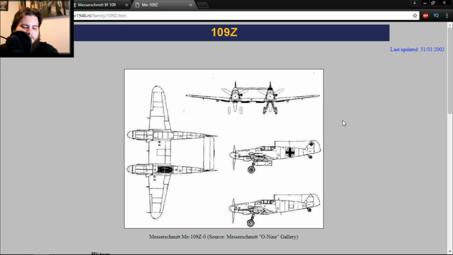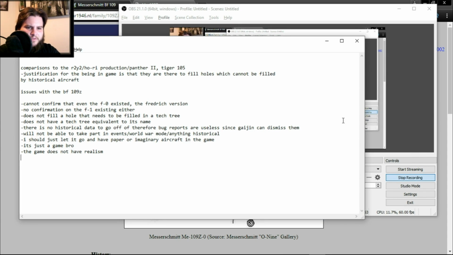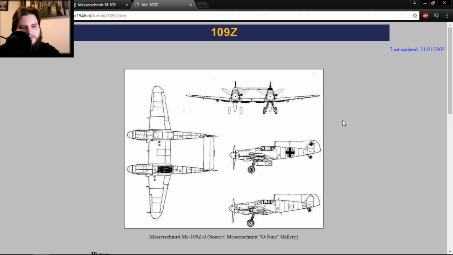So we're going to go through a few things when it comes to my thoughts on it. I've already talked about the fact that the comparisons don't really make sense, but at least, you know, you can have a think about it. I cannot even confirm that the Friedrich existed. I just have pictures. When it comes to schematics, I have a few schematics, and that's it. And then we have the F1 version with the Gs. I just can't find anything on it. It doesn't fill a hole in the tree. Already said that. It doesn't have a tech tree equivalent, which is an issue, and there is no historical data to go off.